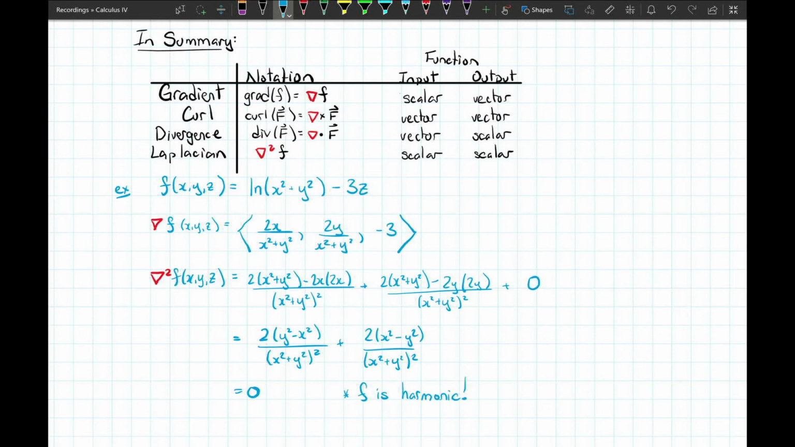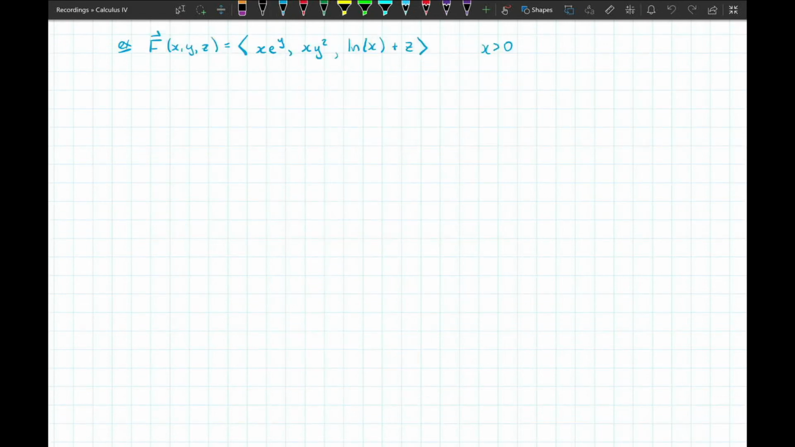For those, we'll need to start off with a vector-valued function. Let's start off with a vector field, capital F of x, y, z equal to x e to the y, xy squared, and ln x plus z. Now, because I have the natural logarithm of x here, I'm going to have to restrict the domain to 3 dimensions, but only for x greater than 0.